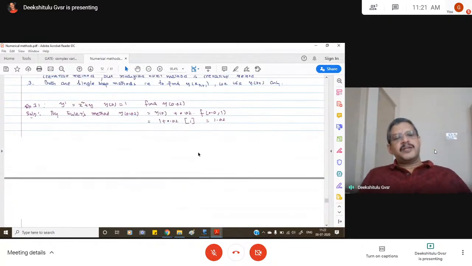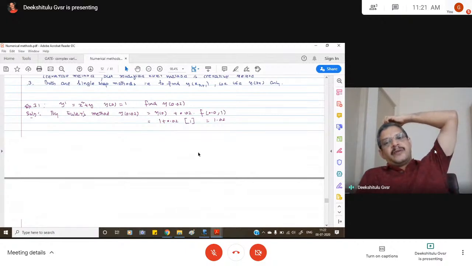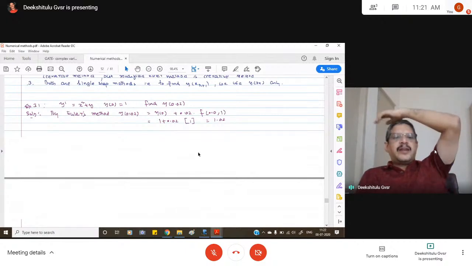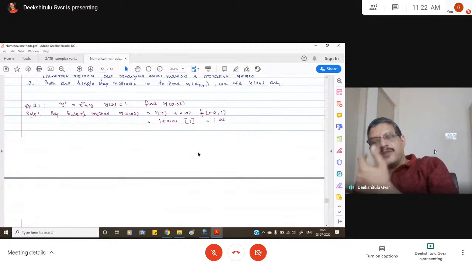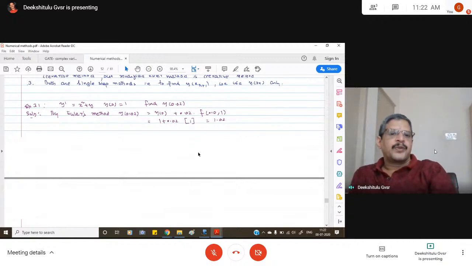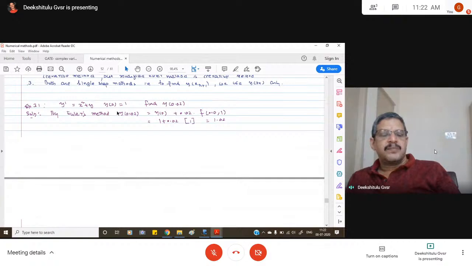Problem: y' = x² + y, y(0) = 1, and find y at 0.02. Clearly, what is h? y0 is given, and they are asking to find the value at 0.02. So h = 0.02. By Euler's method, y at 0.02, if you call it y1, is y0 + h f(x0, y0). This is from Euler's method.